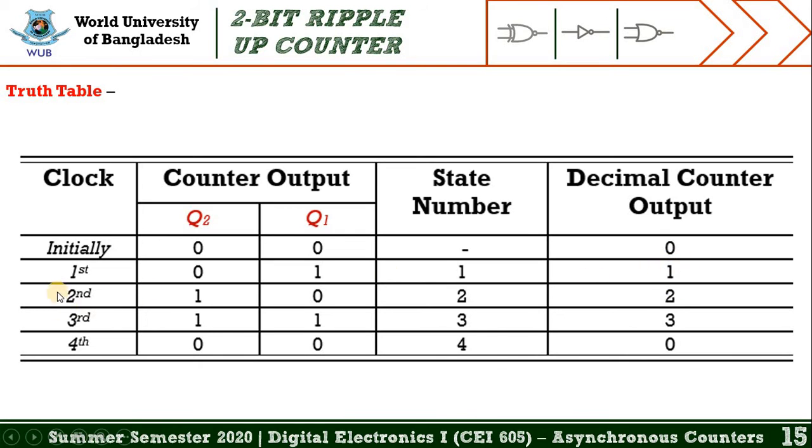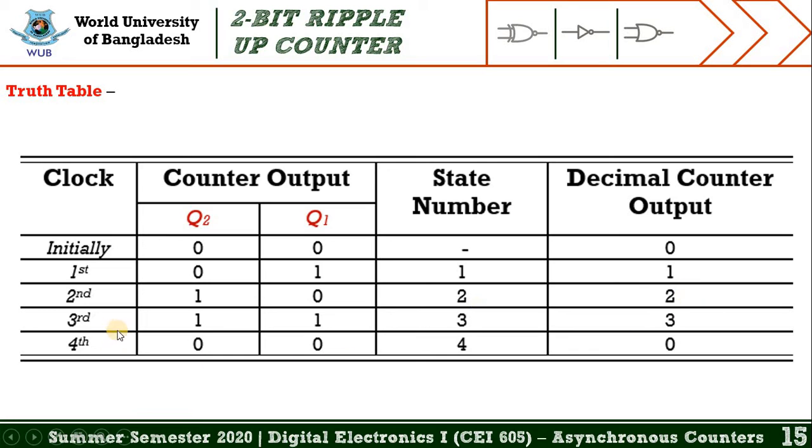If you look at the third row of the clock column, you may find the second state. In this case, the counter outputs are q1 equal to 0 and q2 equal to 1. For this state we placed the state number, which is 2. If the binary number is 1 0, that is equivalent to decimal 2.